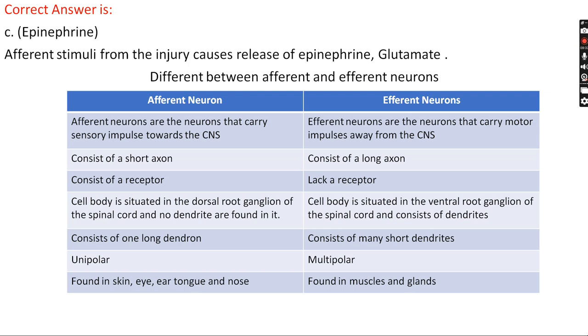Afferent neurons are unipolar in nature, efferent neurons are multipolar in nature. Afferent neurons are found in skin, eye, ear, tongue and nose. Efferent neurons are found in muscles and glands, okay.